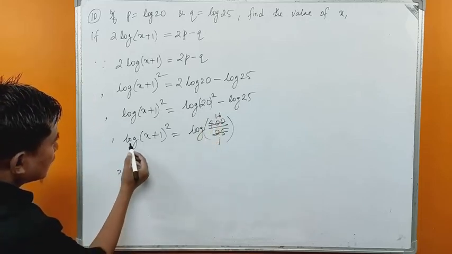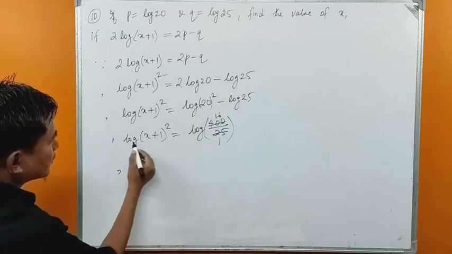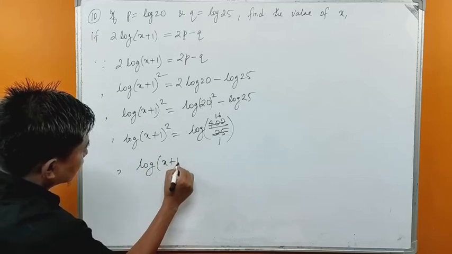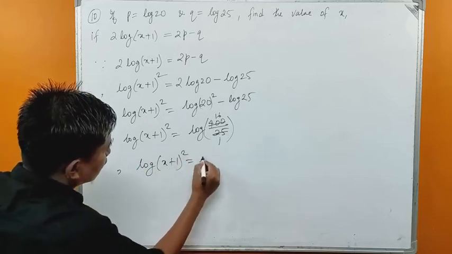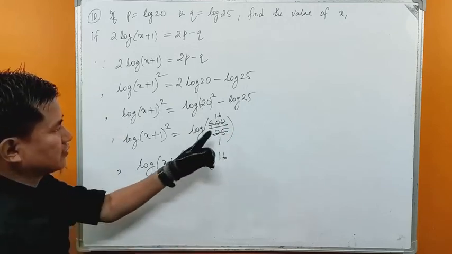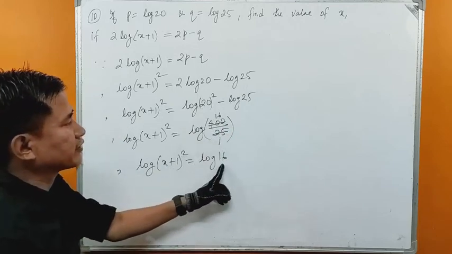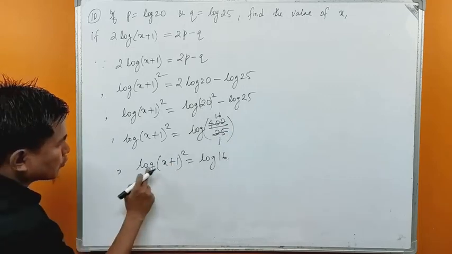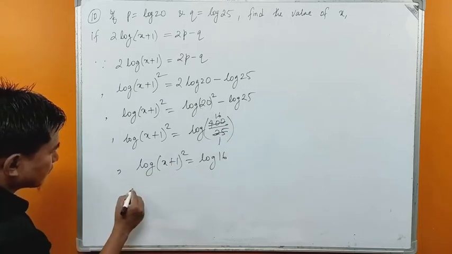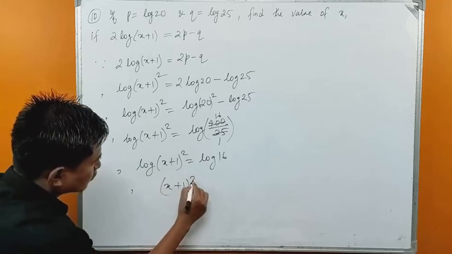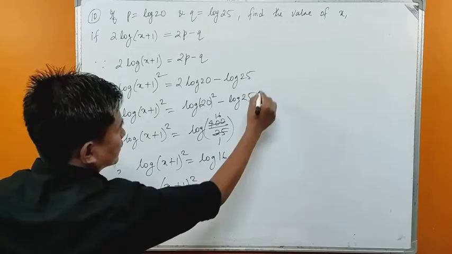Or leaving log from both the sides. Now first let me write this. Log x plus 1 whole square equals to log 16, 1 is in the denominator, we need not write that. Now leaving log from both the sides, log and log can be left. Now we have x plus 1 whole square equals to 16, isn't it?